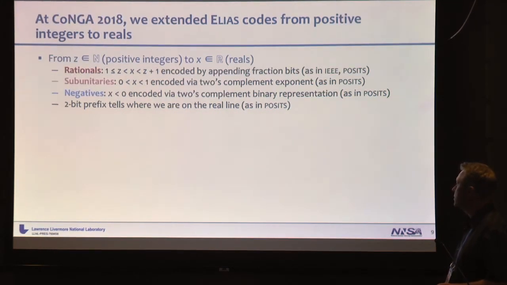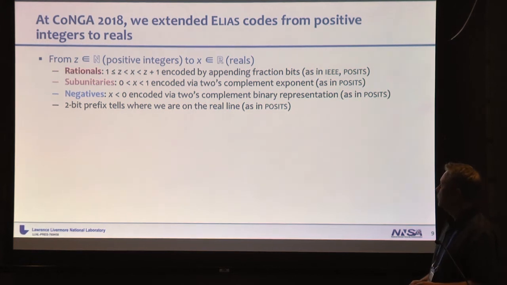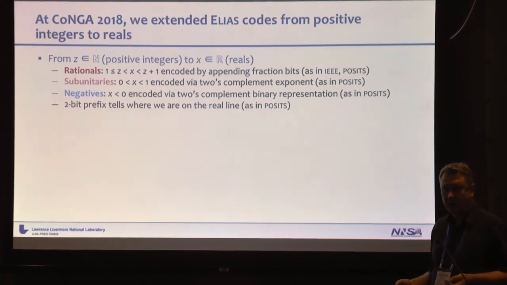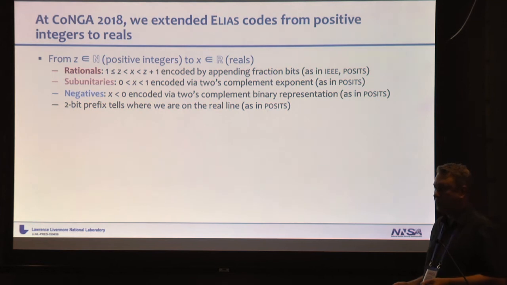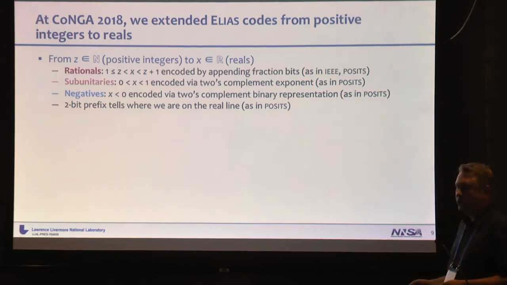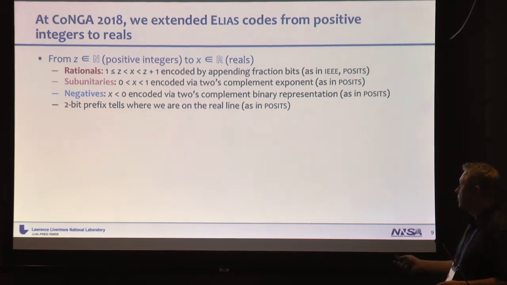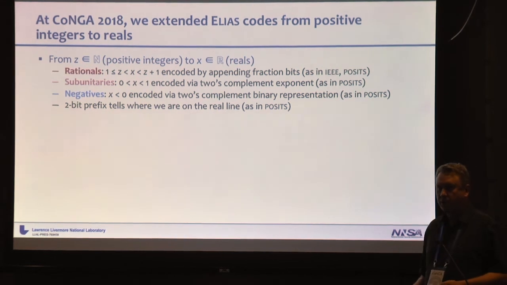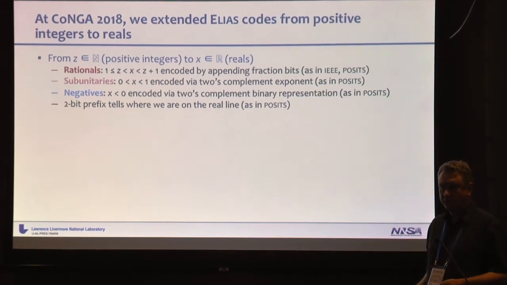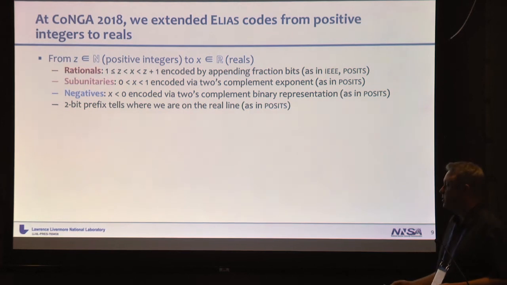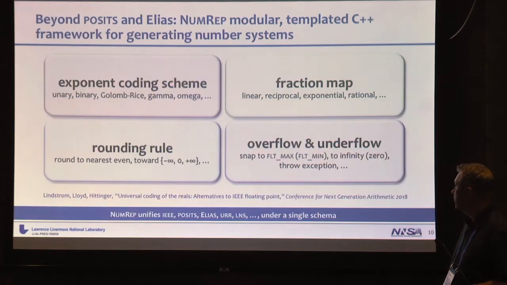So what we did last year was essentially extend these Elias codes to the real numbers, right? The idea is that we can represent integers, and we can get fractional numbers by just appending additional fraction bits at the end of the integer. For numbers between 0 and 1, we use a signed representation of the exponent, right? That gives us numbers between 0 and 1. And then we can also prepend a sign bit to get negative numbers.